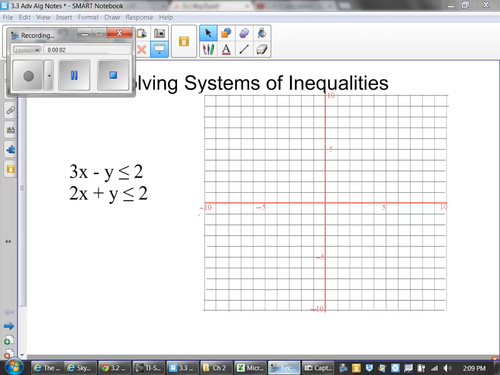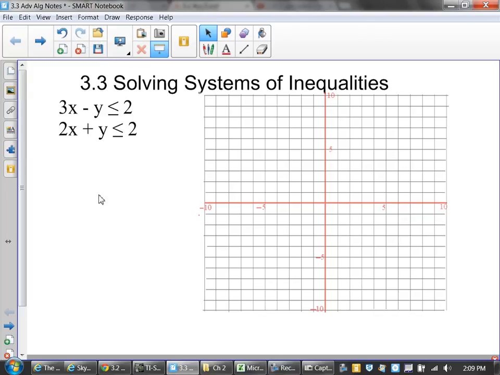So what happens here, when we're dealing with systems of inequalities, ladies and gentlemen, all the rules for graphing one inequality on a piece of graph paper hold true. Nothing changes. We still have to identify whether we have solid or dotted lines. We have to identify where our test points are. We have to find out how to plot our stuff and shade.